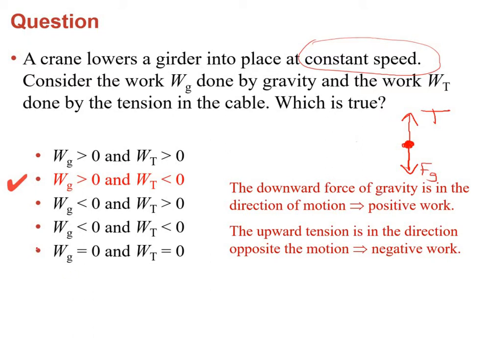Some of the students have answered this way, and obviously this is not right, because there's obviously work being done. Since the girder is being lowered, the force of gravity is in the direction of displacement, so work done by gravity is positive. Force of tension is in the opposite direction to displacement, so this is your displacement, and therefore the work done by tension is negative.